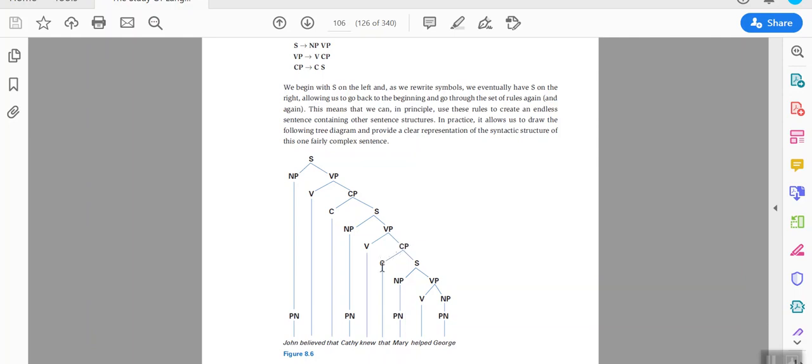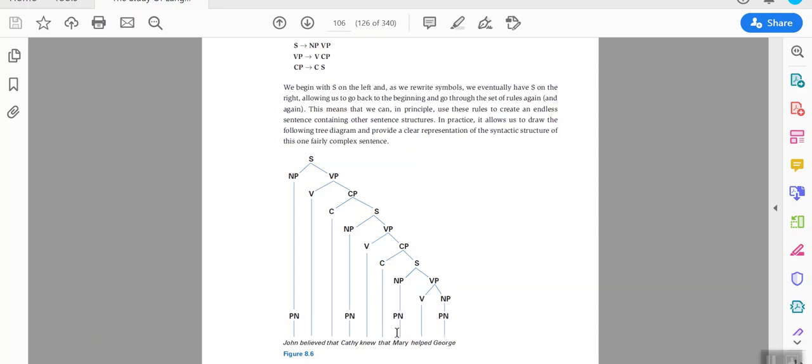Here we have complementizer. See? And here we have a sentence. And from the sentence we have the last sentence, Mary helped George. We have noun phrase, verb phrase, proper noun. In the verb phrase we have verb helped, and we have noun phrase, proper noun George. You see? Very easy. Just you have to have a pen and a paper. You have to work on them.